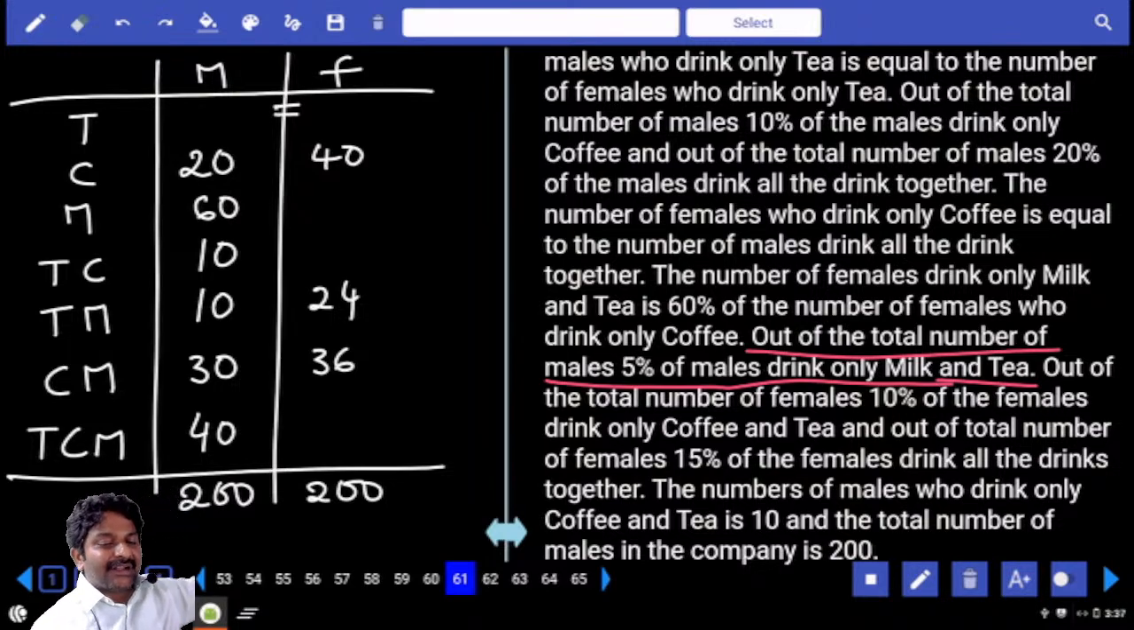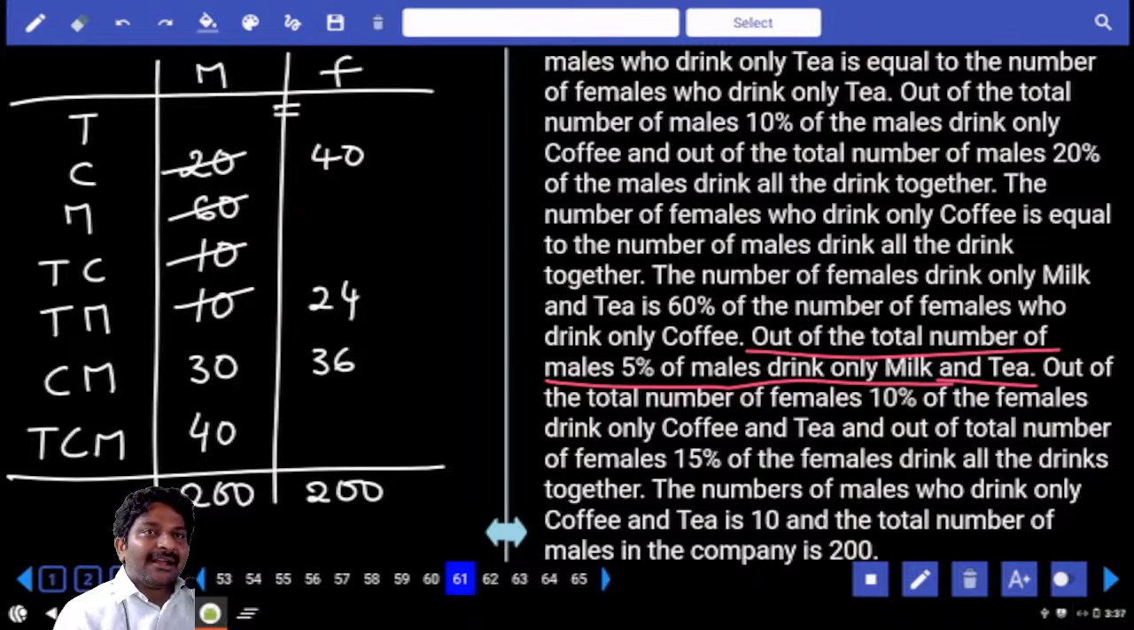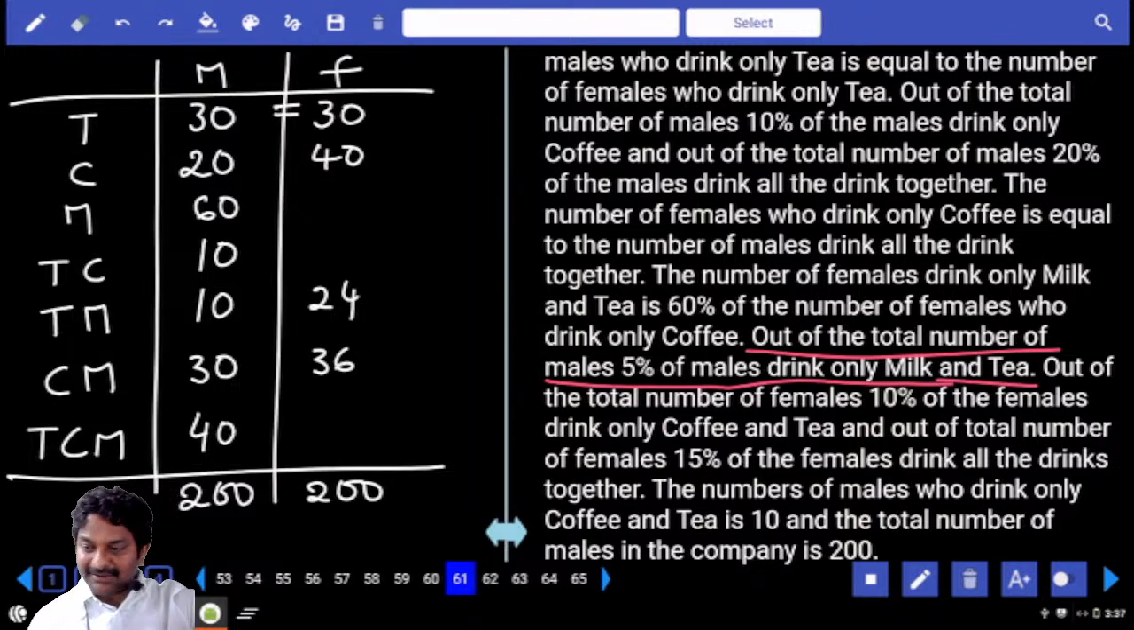When you add everything, that must be equal to 200, right? 20, 60, 80. 80, 20, 100. 170. Plus which number will give you 200? So only tea male are 30. Then even in female also 30, because both are equal, they said. Continue.